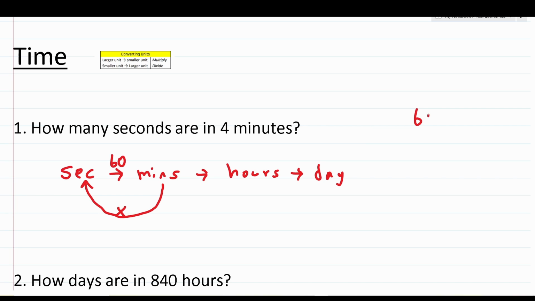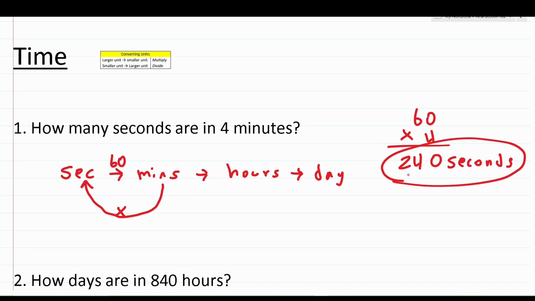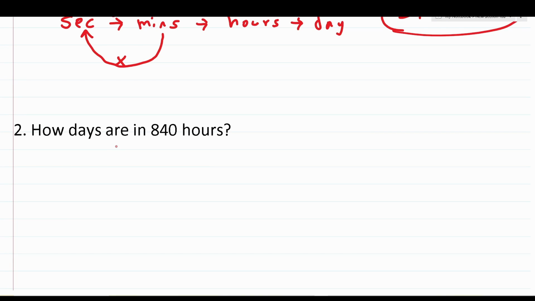So this is 60 times 4. 0 times 4 is 0. 6 times 4 is 24. So in other words, there are 240 seconds in 4 minutes. It's that easy. All right, so number 2 says how many days are in 840 hours.